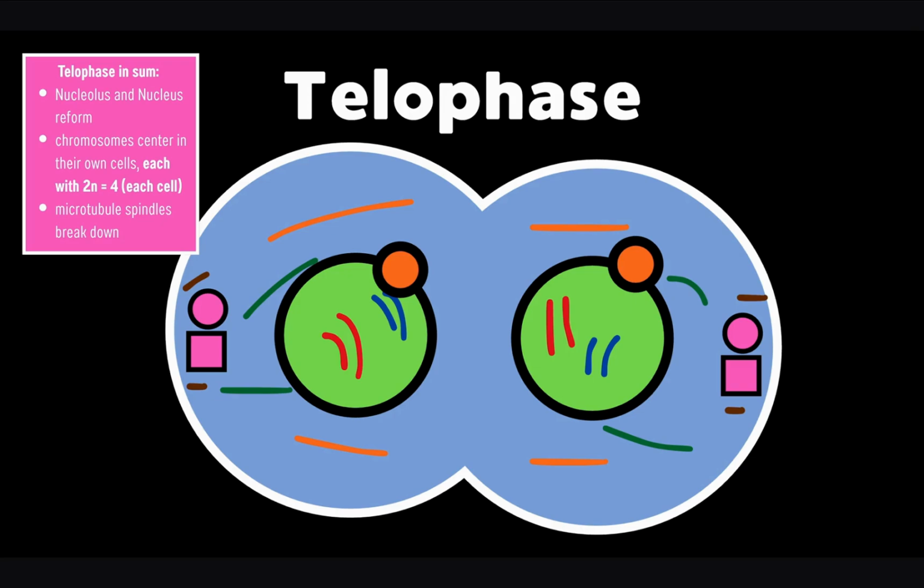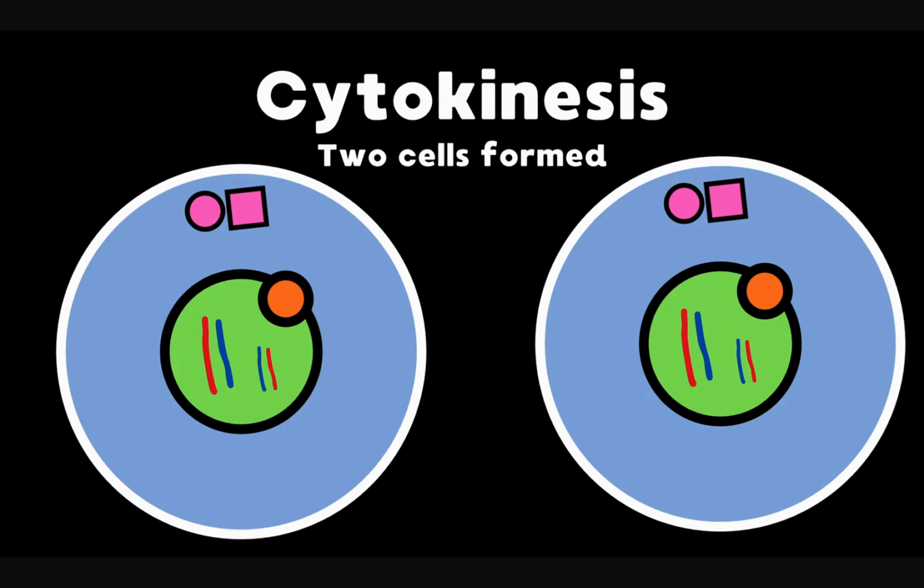Microtubule spindles are breaking down, which allows for the formation of the nucleolus and nucleus, as also the chromosomes are decondensing a bit to become back into chromatids. Then finally, in cytokinesis, as we can see, there are now two cells formed, and each of these cells, if you remember from the previous video, they look exactly the same as they were in G1 in the previous video. So the whole process can start again.